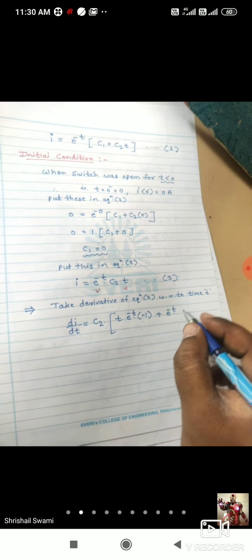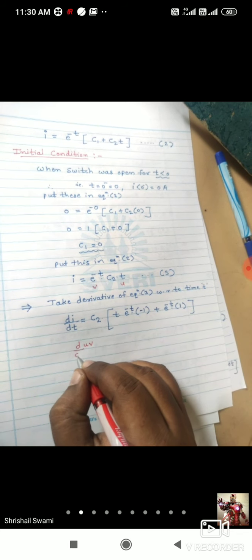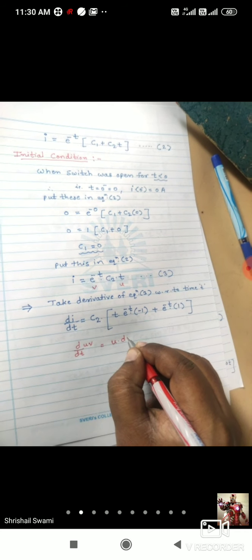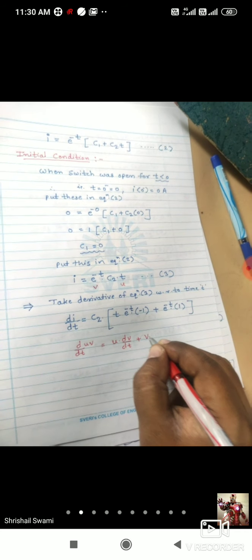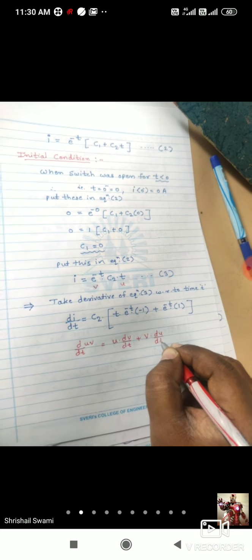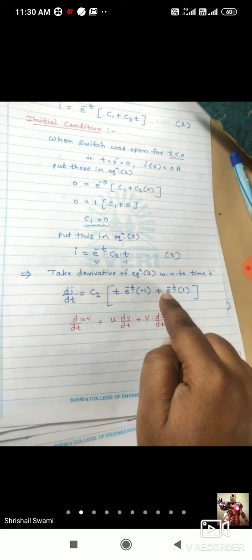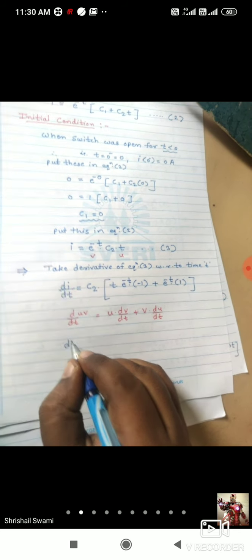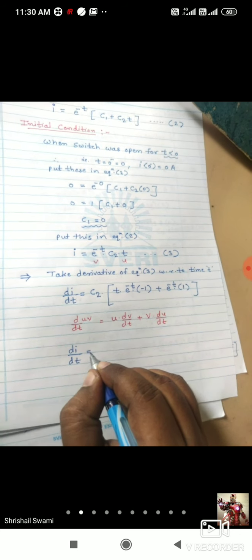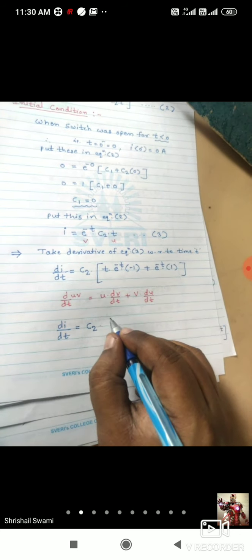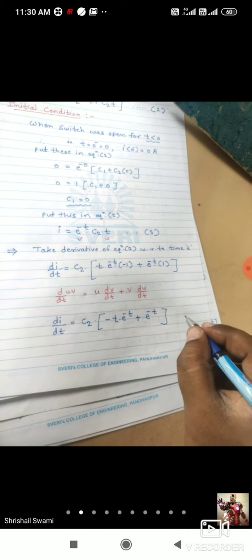I will write here UV rule. Derivation of UV with respect to t is equal to u as it is, derivation of v term, plus v as it is, derivation of u term. Okay, so लक्षात राहावं म्हणून मी लिहिलेलं आहे. So this is applied here same way. So di by dt is equal to C2 into minus 1 into t, means minus t into e raised to minus t, plus e raised to minus t. Okay, so this is the equation number 4.